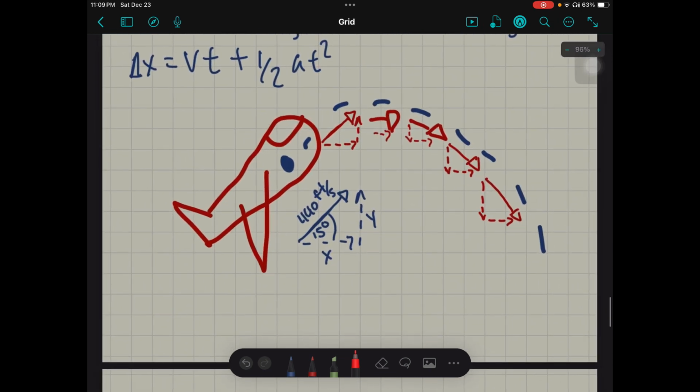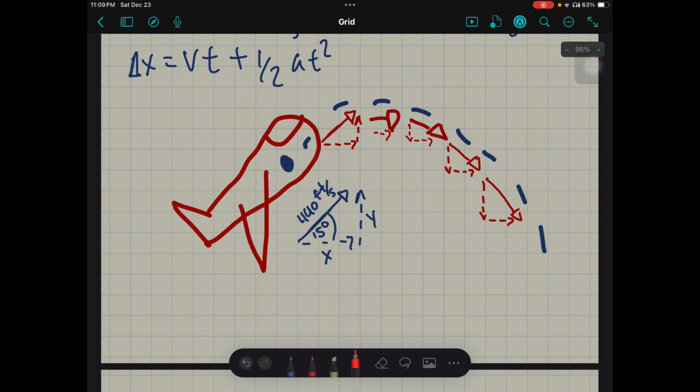Now, just continuing on from that, after this point, gravity is going to start taking over, and this vector is going to start moving downward. It's going to keep moving downward until it reaches the ground at some point.